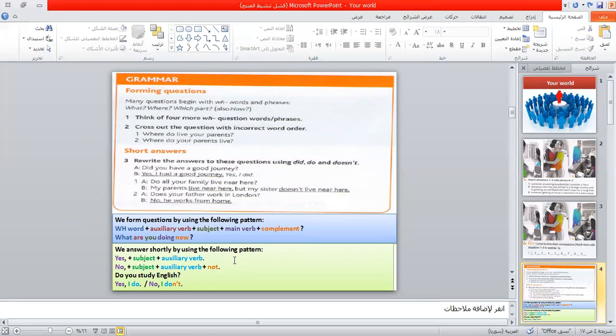Then we have short answers. What about short answers? We will first explain here. We have this rule. We will know how to answer shortly by using 2 patterns, either yes or no. After that, we have subject, then auxiliary verb, and then not with the answer no. Of course, we have an example here, a question, and 2 short answers. Everything is clear by using some examples. And then we will do this practice.